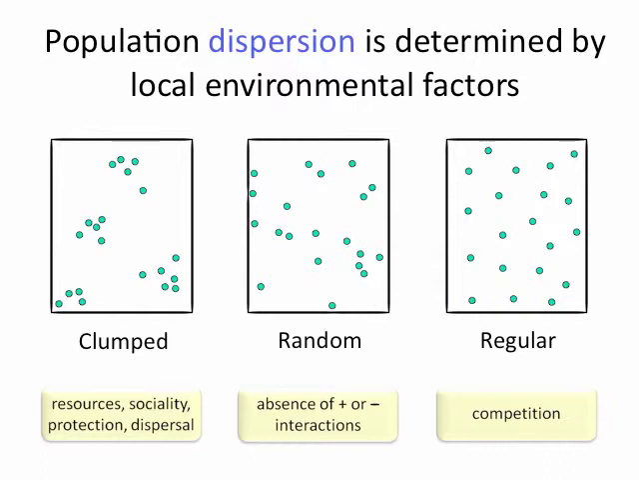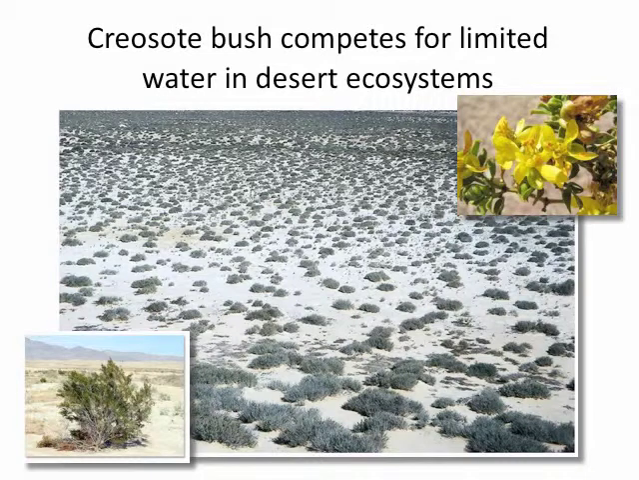So let's take a look at one particular example that is quite interesting. Creosote bush is a plant species that occurs in desert ecosystems, and its geographic range extends throughout the Mojave, the Sonoran, and Chihuahuan deserts. And because it occurs in a desert environment, as you might imagine, it competes intensely for limiting sources of water. This has resulted in a very distinctive dispersion pattern for this species. A photo of individuals of creosote bush is shown in this slide, and look how the individuals of the species are spaced in this habitat. What kind of dispersion pattern do you think this population exhibits?